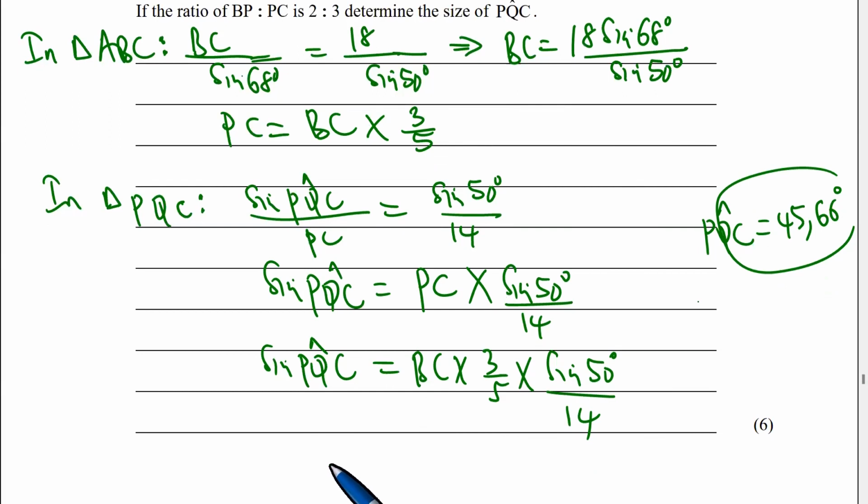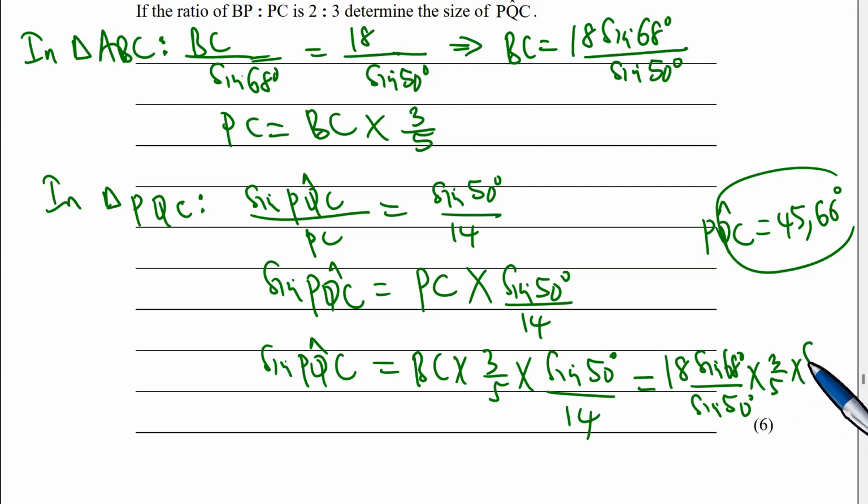So which means here we can continue and write, what is BC? It is 18 sine of 68 degrees divided by sine of 50 degrees, multiplied by 3 out of 5, multiplied by sine of 50 degrees divided by 14. So which means that the sine of PQC is exactly the same as, okay, so you multiply everything here, you get 54.